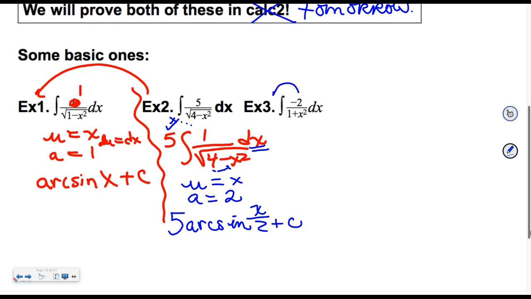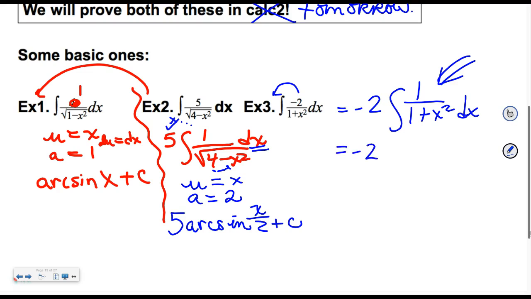Example 3, negative 2 will come out front. I'm integrating 1 over 1 plus x squared dx. This one is screaming arctan, and it's arctan in its most naked form, where your function is x, its derivative is dx. So this is really nice.